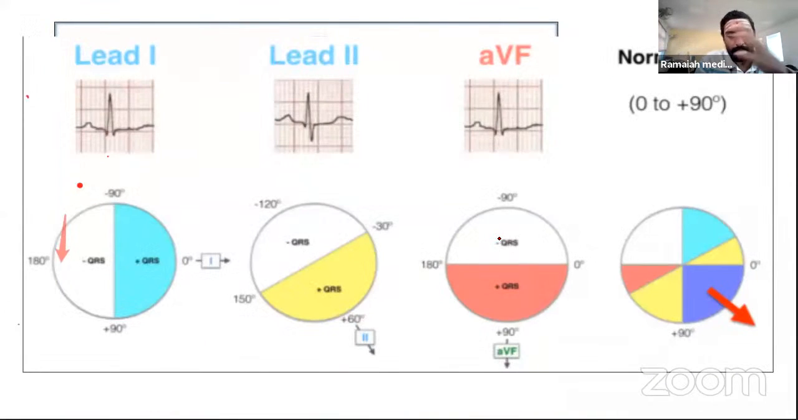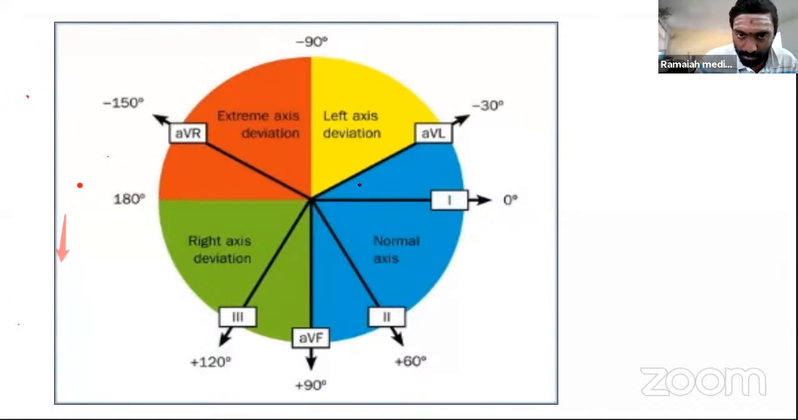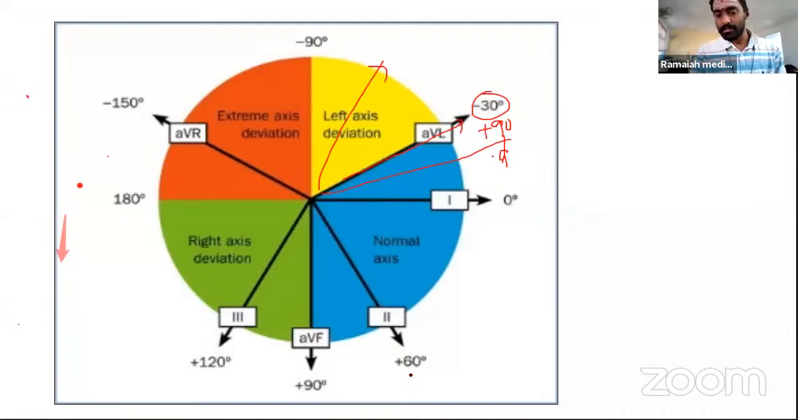I'll explain this. Then at the end we have examples. We will work upon that. So if there is going to be a left axis deviation, it can be either here or it can be either here. So if it is going to be here, so minus 30. If it is minus 30, which is along AVL, exact perpendicular to this would be plus 90 or minus 90 you add. So if you add 90 to it, you get 60, which is lead 2. So that means you look at lead 2 next. So if this is the direction of activity, you look at lead 2.